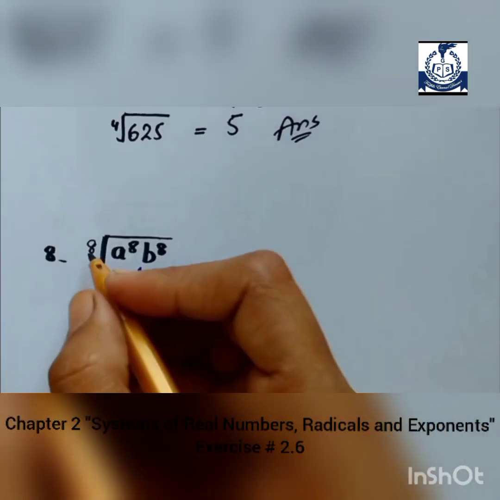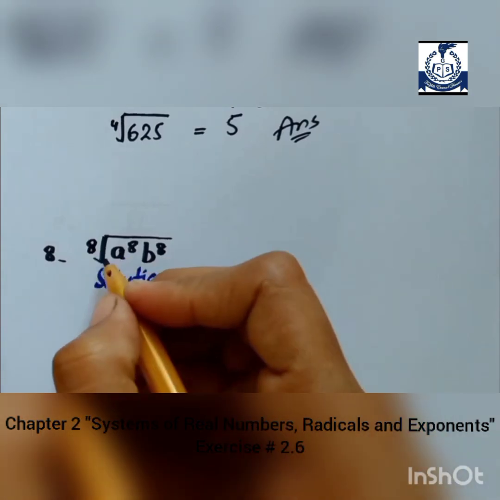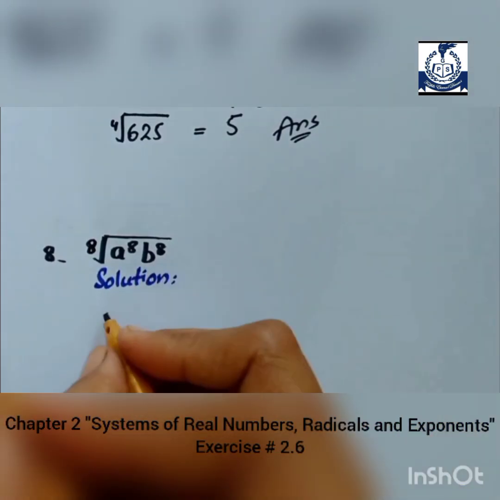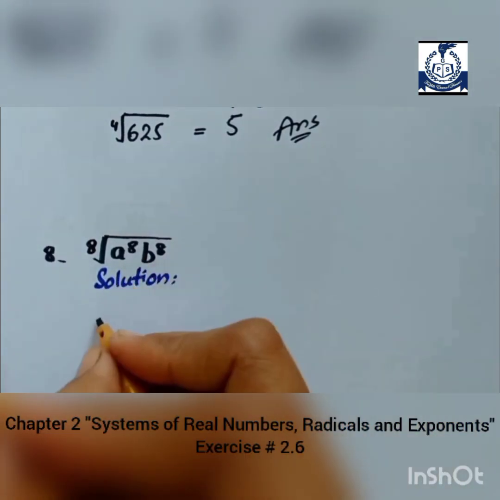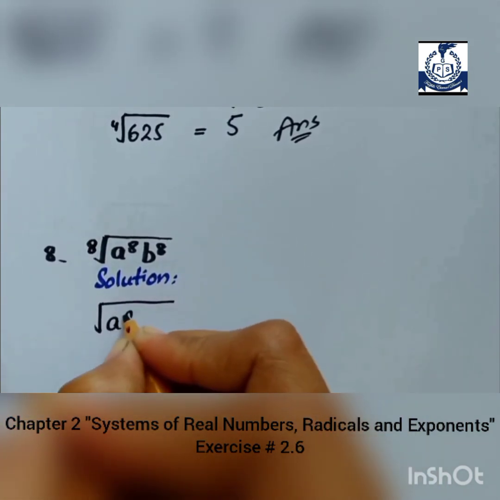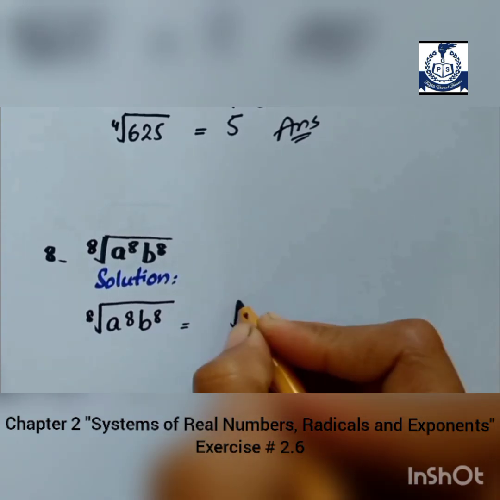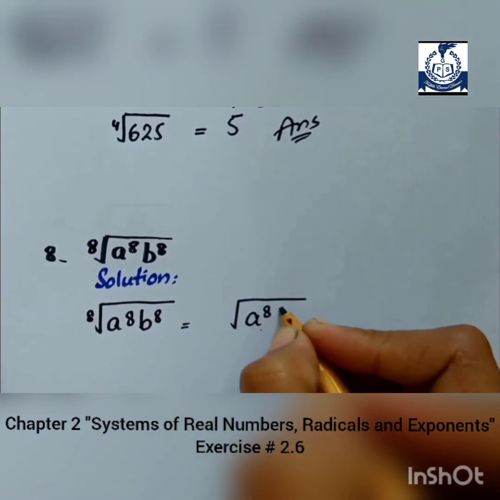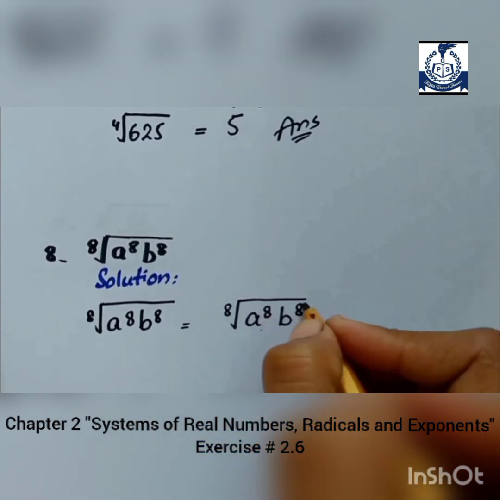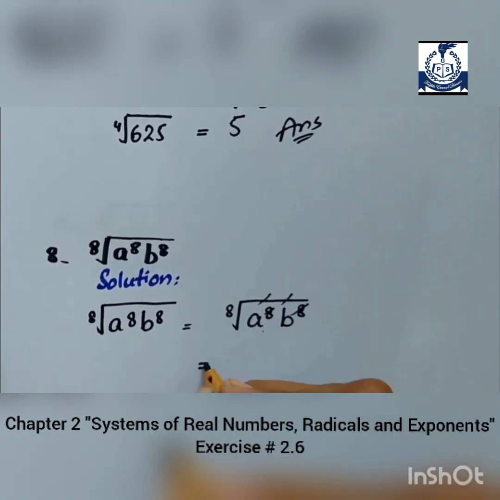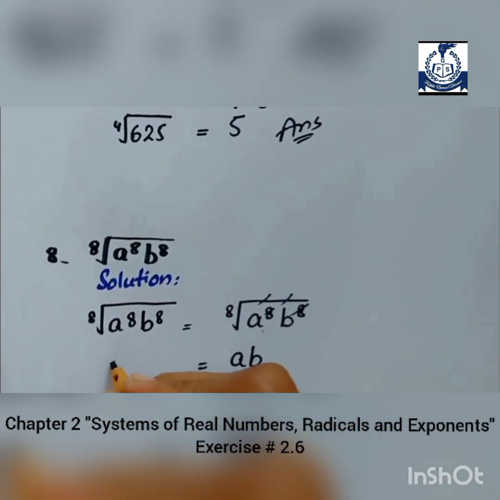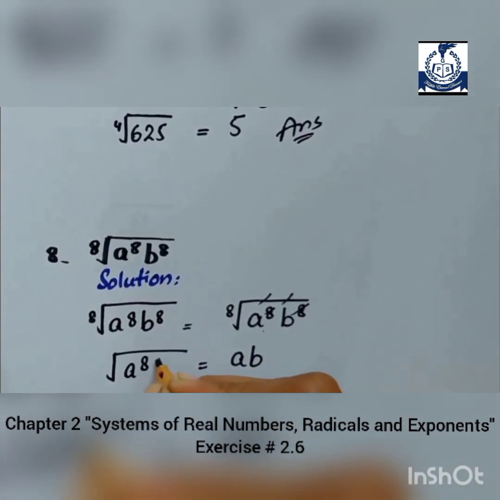Part number 8. 8th root of a power 8 b power 8. So here the index is 8 and the radicand is a power 8, b power 8. So here we write a power 8, b power 8 and index is 8. So root 8 and power 8 cancel, so remaining is ab. So 8th root of a power 8 b power 8 is equal to ab. This is the answer.